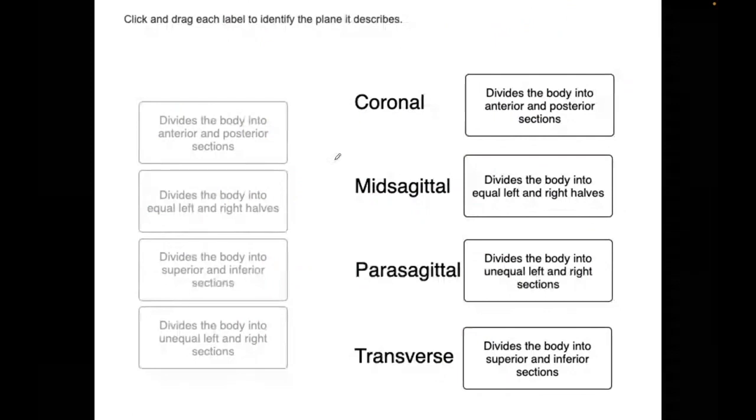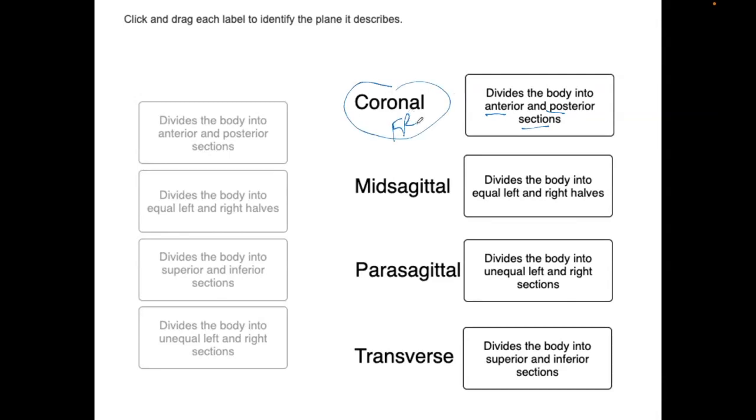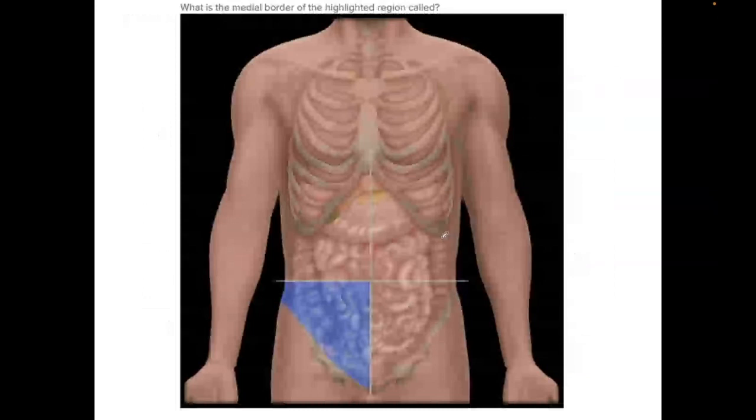Okay. So now here it's like a matching section. All right, so what divides the body into anterior and posterior sections? That's the coronal, also known as the frontal. What divides the body into equal left half and right half? Well, that's sagittal, and it's mid-sagittal. What divides the body into an unequal left and right? That's going to be parasagittal. And then the transverse divides the body into the upper and lower section, or superior and inferior section.